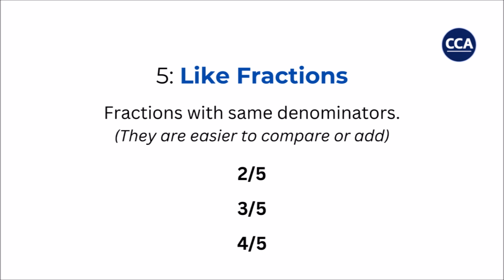Like fractions have the same denominator. For example, 2 over 5, 3 over 5, 4 over 5. Because the denominators are the same, they are easier to compare or add.